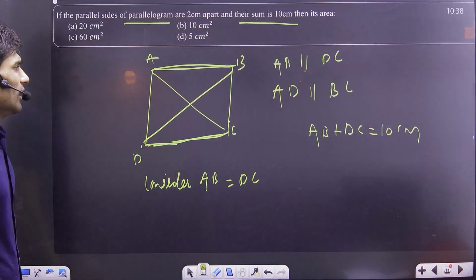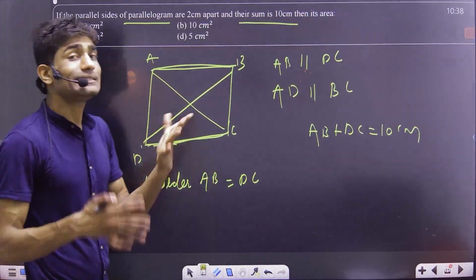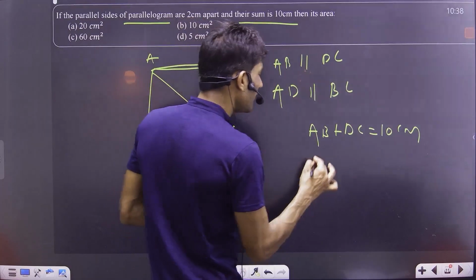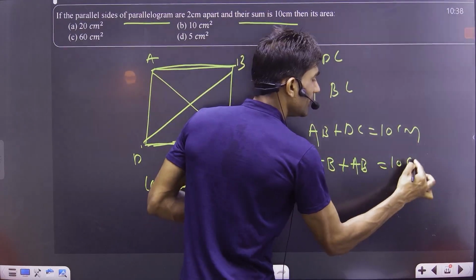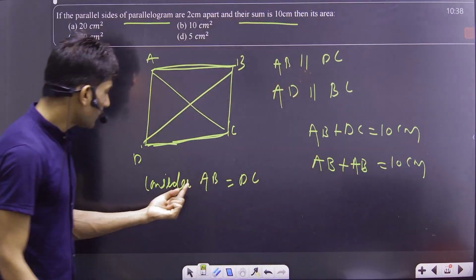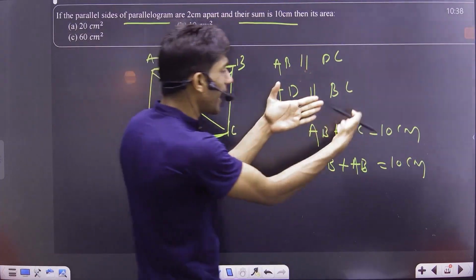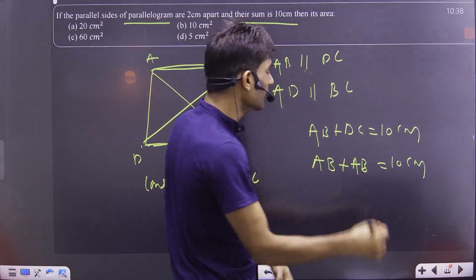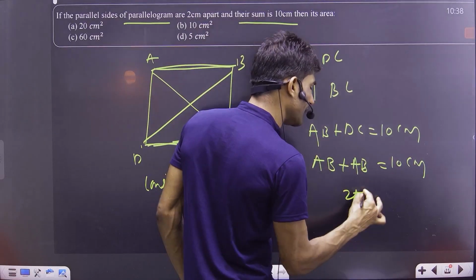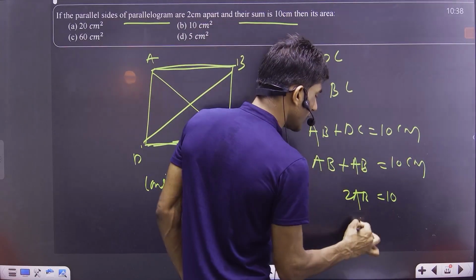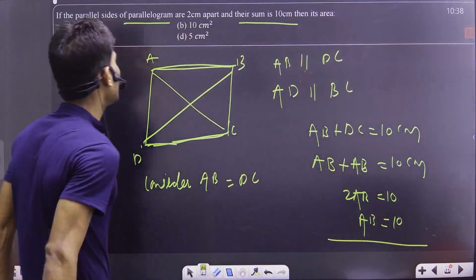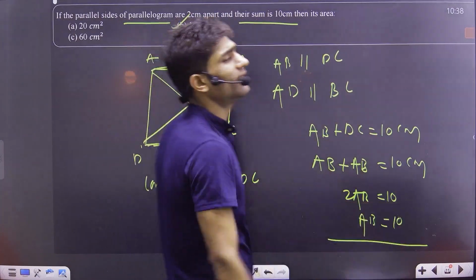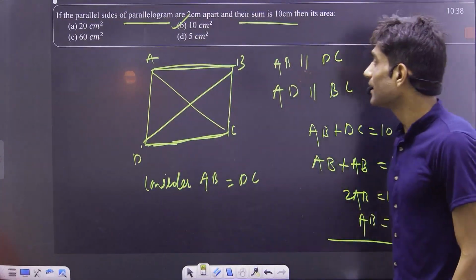Now we have two sides that are equal. That means AB plus AB is equal to 10 centimeter. Now we can see that both are the equal side, that's why I replace DC with AB. So AB plus AB, 2 times AB, is equal to 10, and we get AB as 10 centimeter square, which is the correct answer.